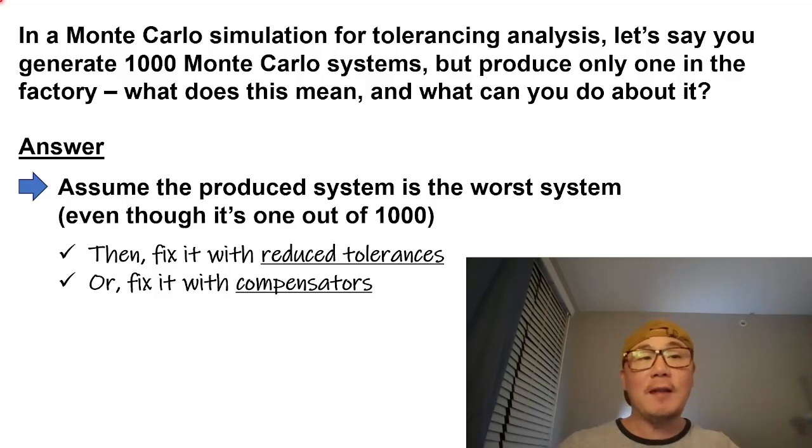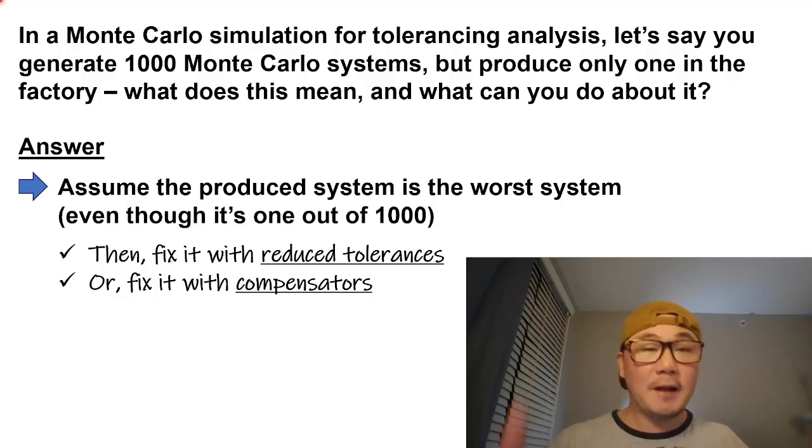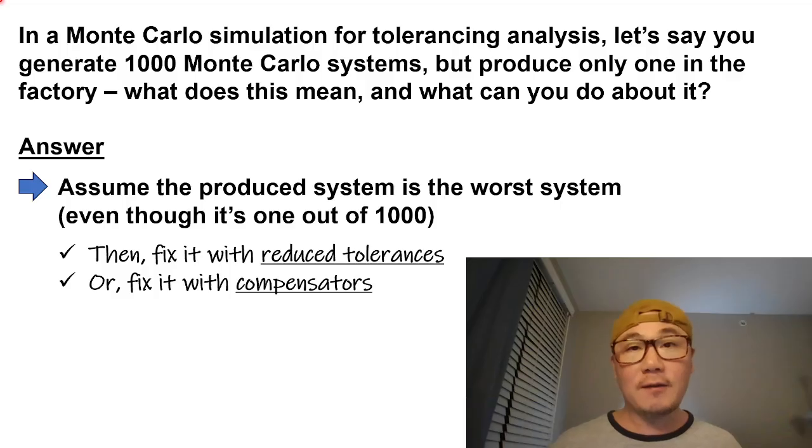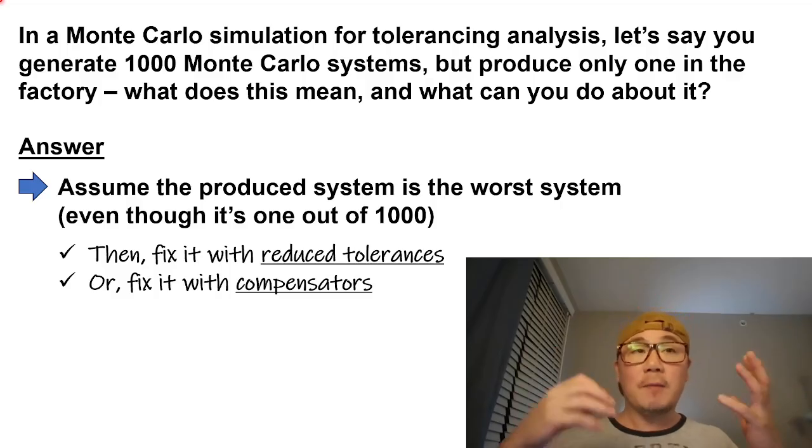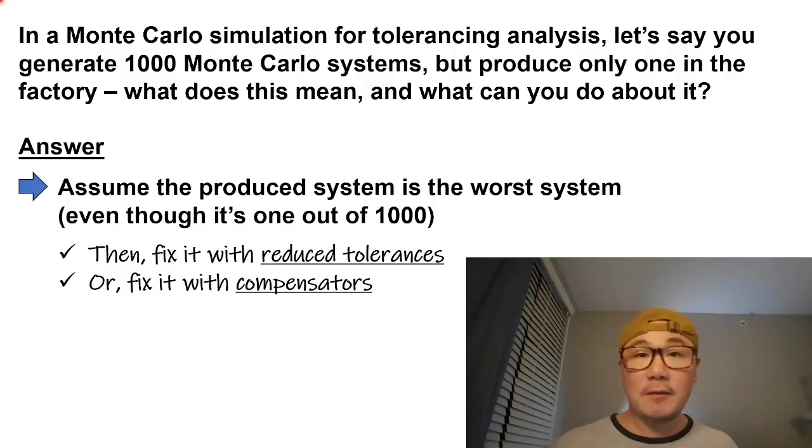Here I use 1,000 because it's just a random number I pulled from the air. It could be any number of Monte Carlo systems. In fact, the more complex your instrument is, the more variables it has, and therefore the more Monte Carlo systems you should be simulating. It could be tens of thousands, it could be 100,000, right? So that's what I would do. And if the worst system meets the specification for the instrument, then you're done.